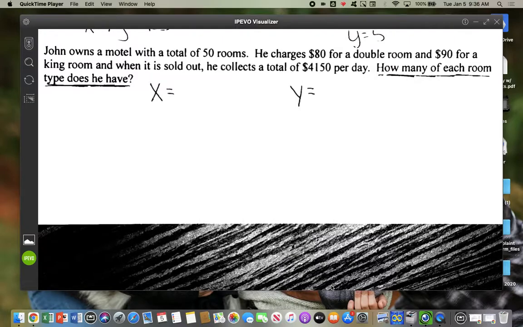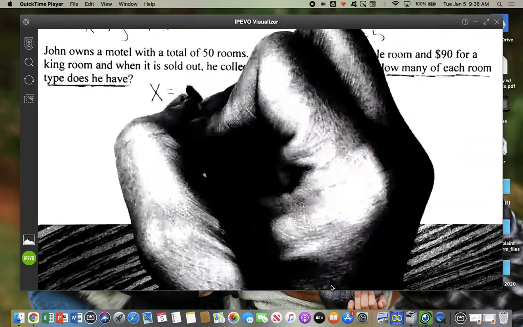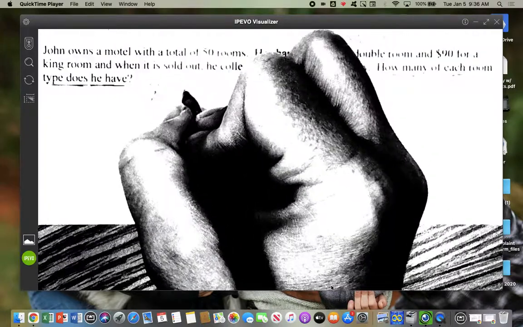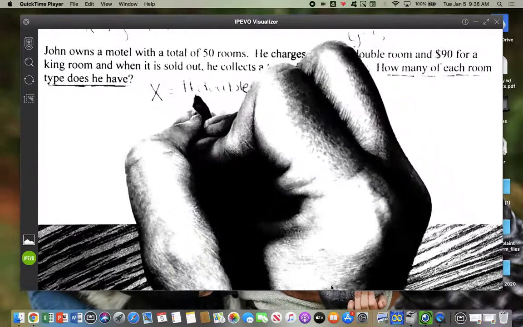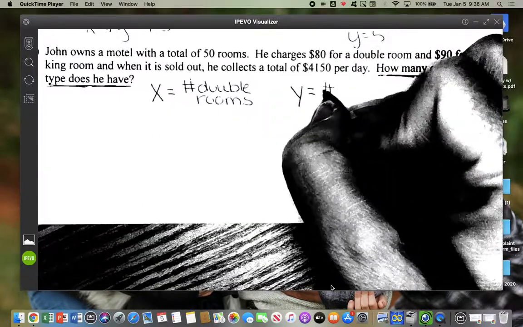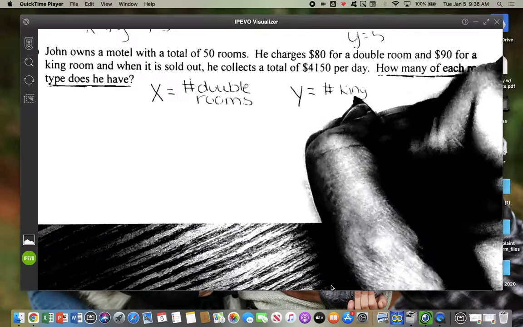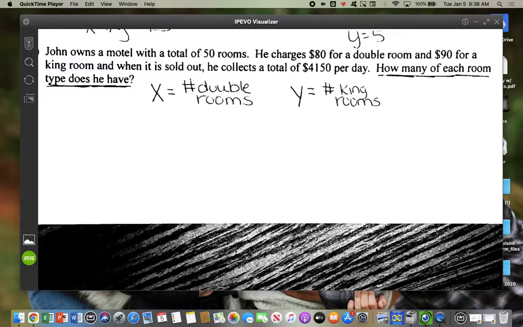What's the first type of room that the hotel talks about? A double room. So those are like your hotel rooms. You walk in and there's 2 beds. So that's a double room. So let's just let X be the number of double rooms. And then Y is going to be the number of king rooms.